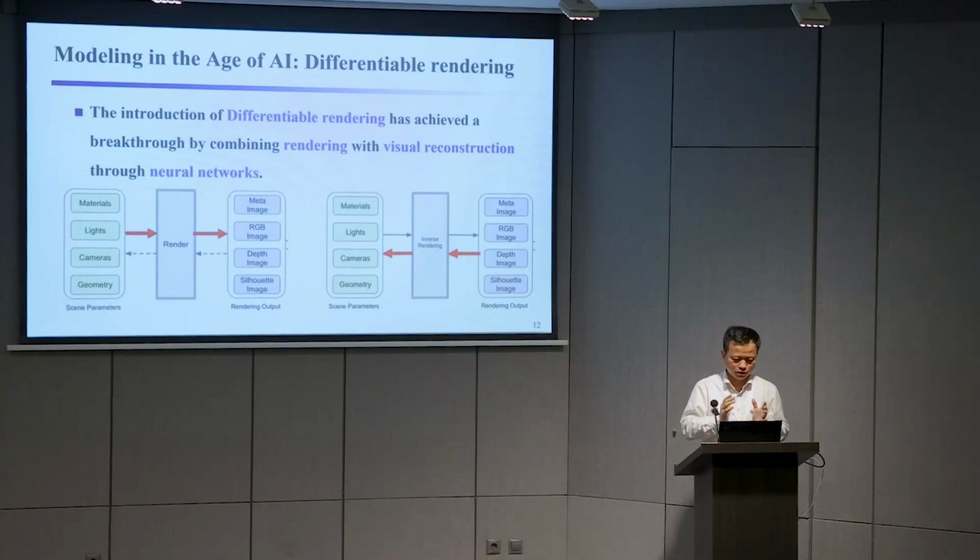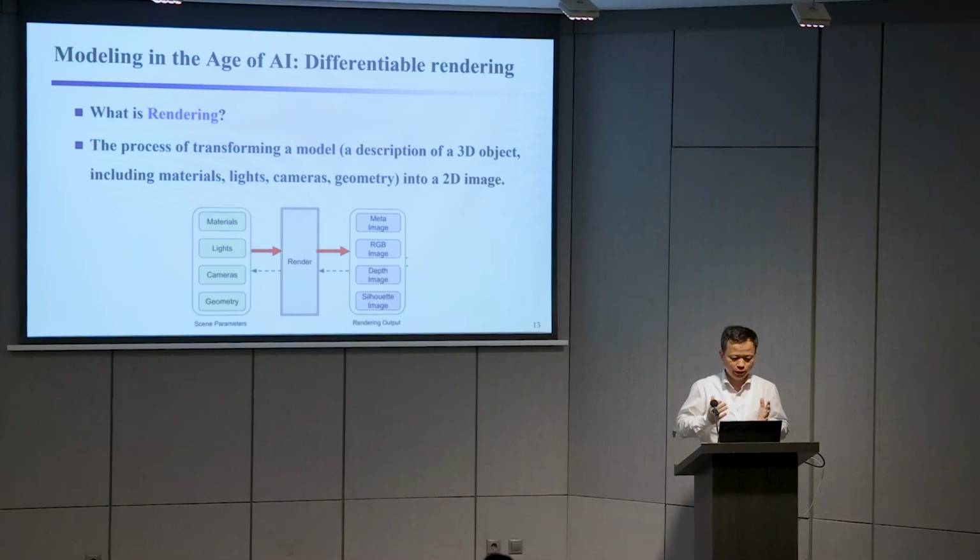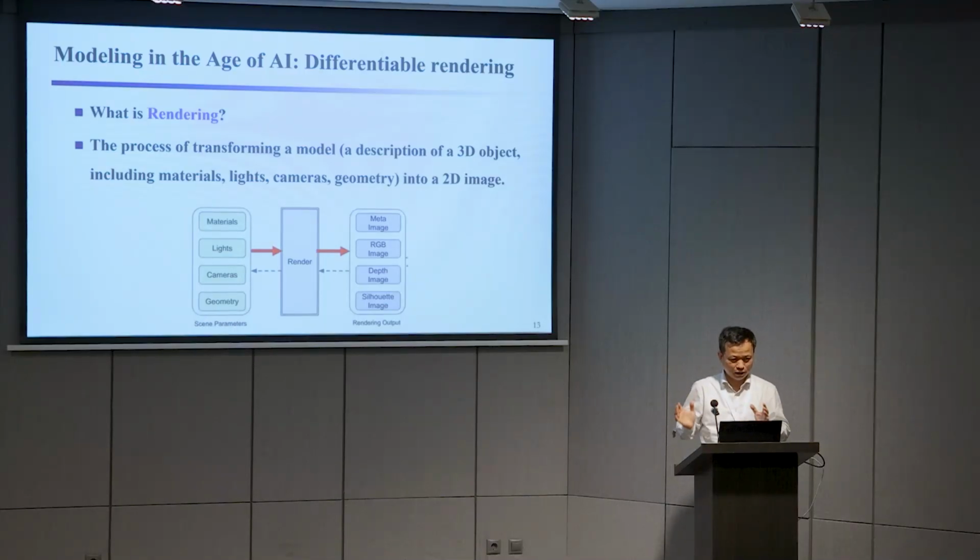So there is one very fundamental concept called differentiable rendering. The introduction of differentiable rendering has achieved a breakthrough by combining rendering and visual reconstruction through neural networks. So rendering: if you have material, lights, camera settings, and geometry, you can use a rendering algorithm to obtain images. And in the inverse way, if you have a picture, can we estimate the geometry, the depth, for example? This is a computer vision problem. So rendering is the process of transforming a description of a 3D object, including the material, lights, cameras, and the geometry, into a 2D image. This is a typical problem in graphics.